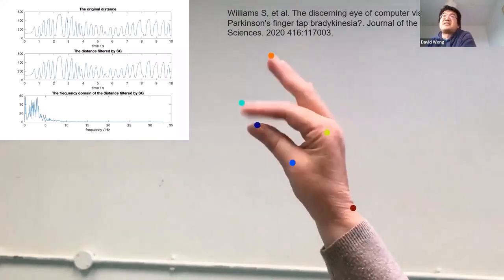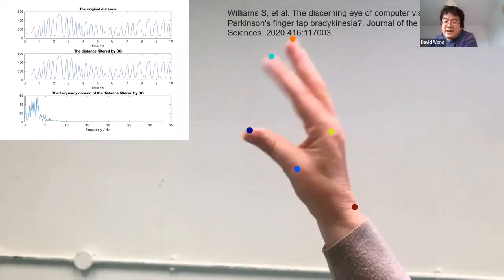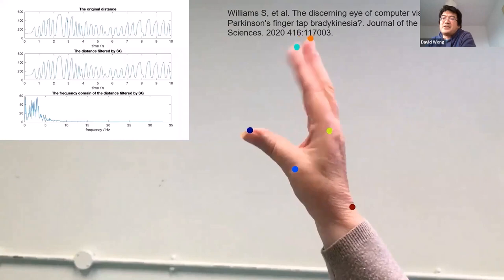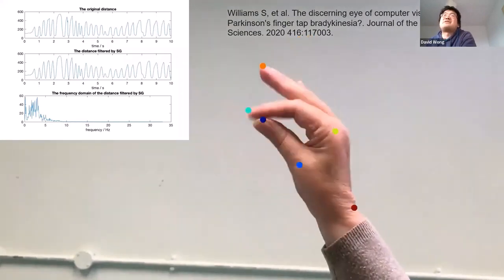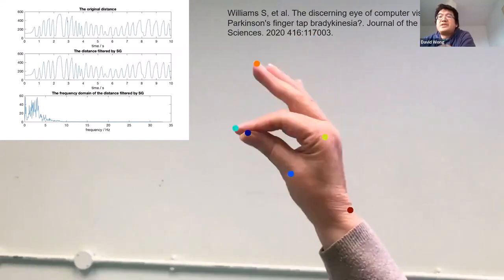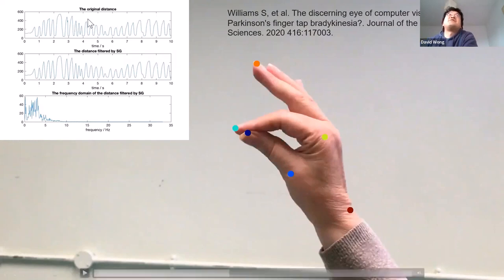So here's a second example of a patient who does have more severe bradykinesia. And I know that videos are a bit flaky over Zoom, but hopefully you can see how those salient points are being tracked over time. So by using this motion tracking neural network, we generated thumb finger distance plots for each video, and that's what you can see on the top left. The raw signal is in the top, a lightly filtered version is in the middle, and at the bottom is the Fourier transformed version, so converting this somewhat repetitive signal into the frequency domain.